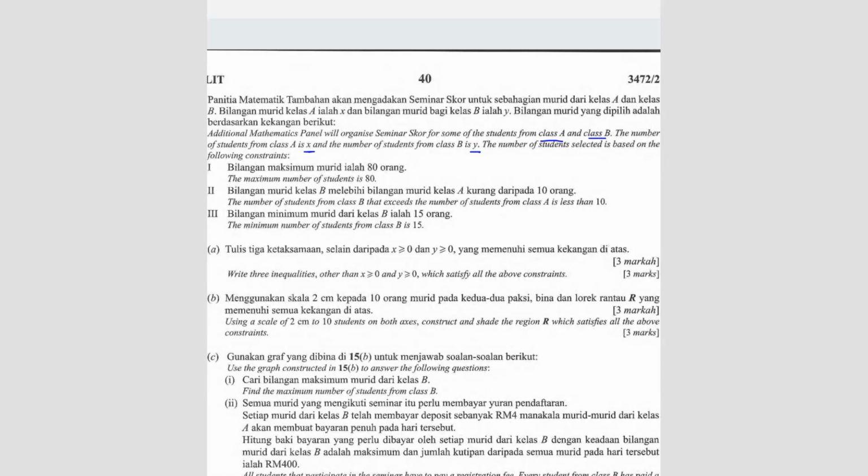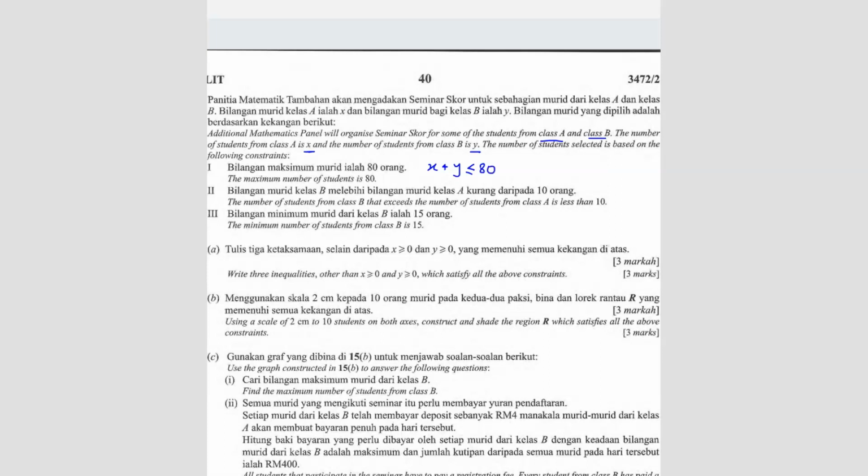So what does that mean? It means total number from X plus the total number from Y will not exceed 80. It should be either 80 or less, right? Because maximum. So that means it's less than or equal to 80. Okay, that's the first equation.